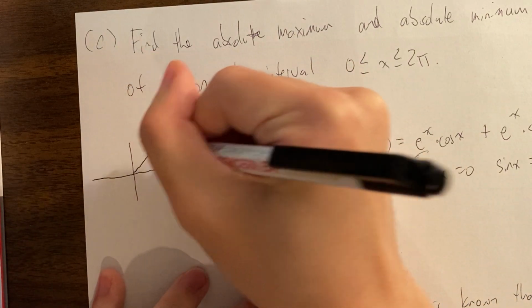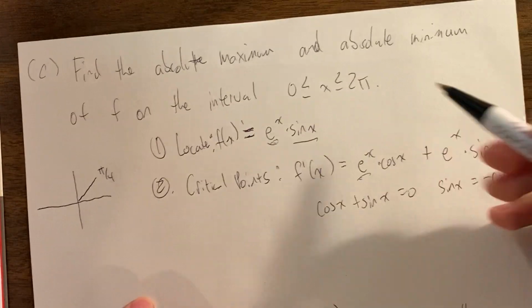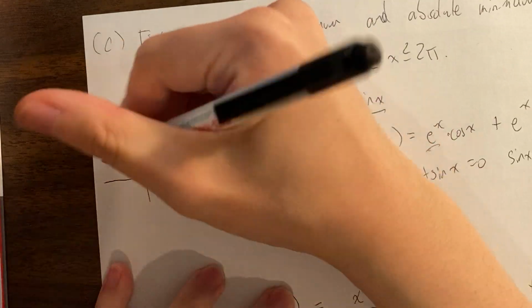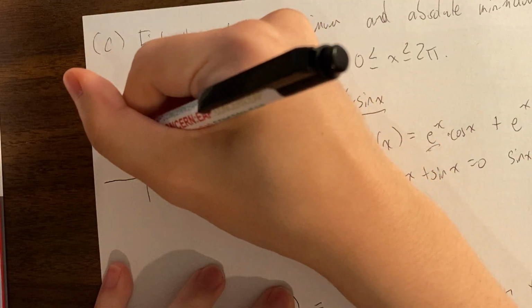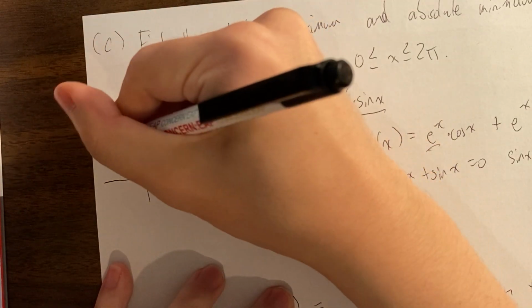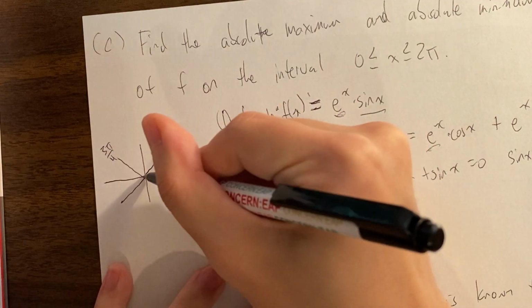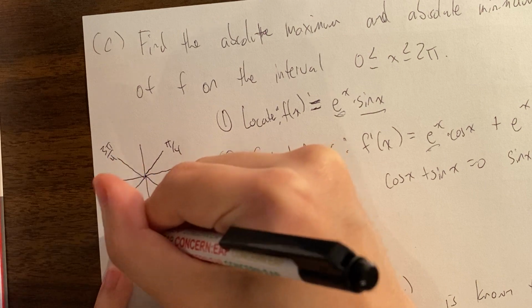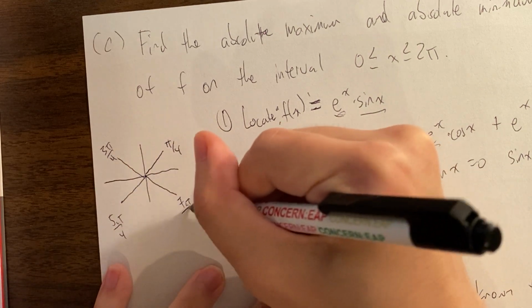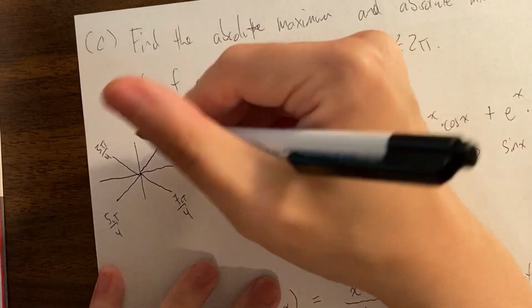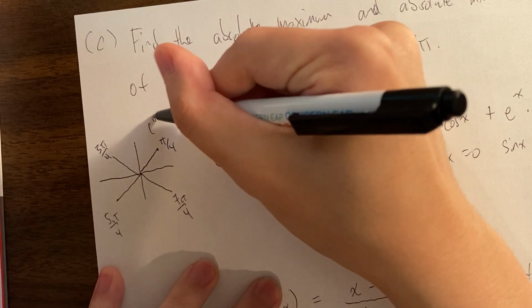So this is pi over 4. Keep in mind that we're on the interval 0 to 2 pi. So this is 2 pi, not 2 pi over 4, this is 3 pi over 4. These are all the 45-degree angles. This is 5 pi over 4, and this is 7 pi over 4. If you want, you can write this as root 2 over 2.